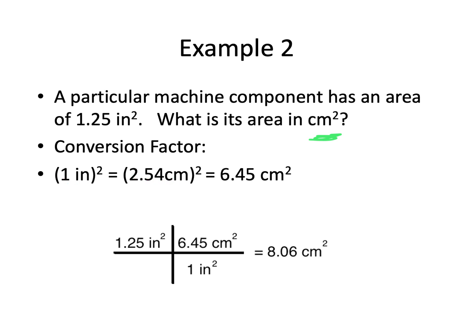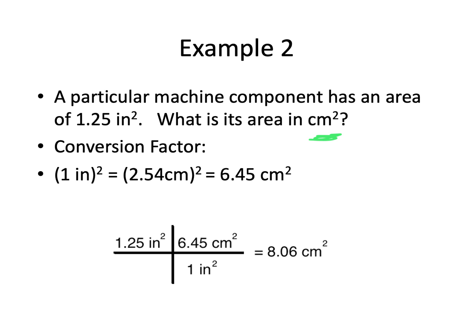If I want the squared conversion factor, I just simply square both sides. If I square the 1 inch, I have to square the 2.54, and when I do that, I get 6.45 centimeters squared. That means 1 inch squared is equal to 6.45 centimeters squared.